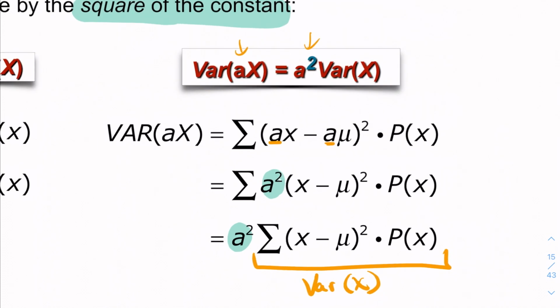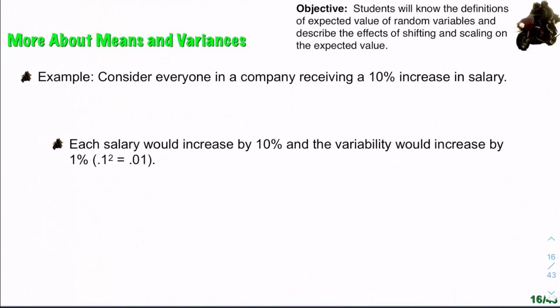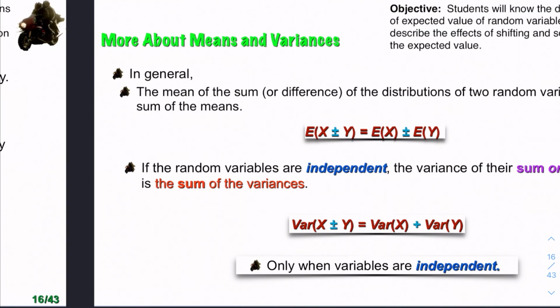So that simple algebra of pulling out that square term shows me that if I'm multiplying by a constant, it's the variance squared. And the example that goes with this is, consider everyone in a company receiving a 10% increase in salary. Each salary would increase by 10%, but also the variability, the skewness, would increase by 0.01. For the people making a lot of money, they're not shifted. People making a lot of money, or little money, are drastically increased in comparison to their spot. Think variance is about our spread.